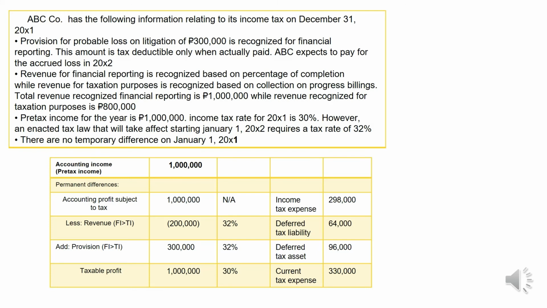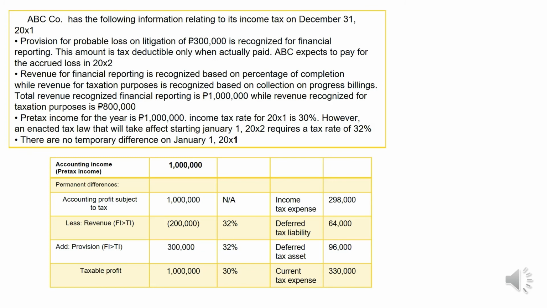Sa financial reporting, ang revenues nakabase sa percentage kung ilan na ang completed bill, an example of which is the unearned revenue, which will become a revenue once it is rendered or na-complete na. On the other hand, ang revenue naman for taxation purposes ay nakabase sa nakolektang billings or receivable that arise from the company's business transaction. 1 million is the total revenue recognized for financial reporting, while 800,000 is the total recognized revenue for taxation purposes. The 200,000 difference is what we call a revenue that is subject for taxation.